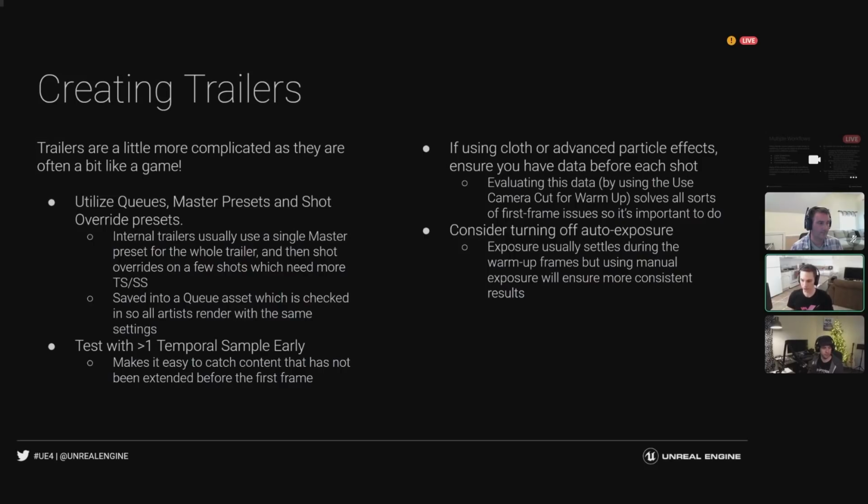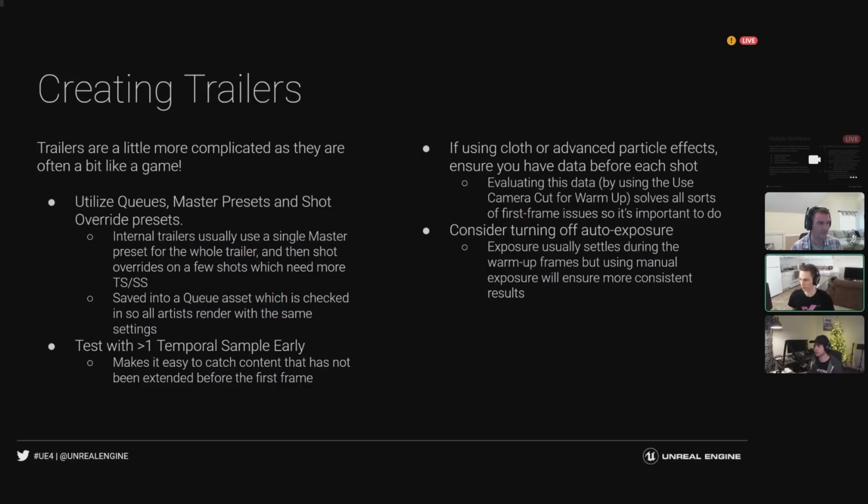If you're making trailers, test more than one temporal sample early. It makes it easy to catch content that's not been extended before the first frame, or particle issues, or cloth issues. If you are using cloth or particle effects, ensure you have data before each shot. Evaluating the data by using the Use Camera Cut for Warm-up setting solves all sorts of first frame issues, so it's important to do. So basically, where possible, try to have data before the start of every shot that's just outside of your playback range in Sequencer, and then use the Use Camera Cut for Warm-up so that you actually evaluate that when we do a render.